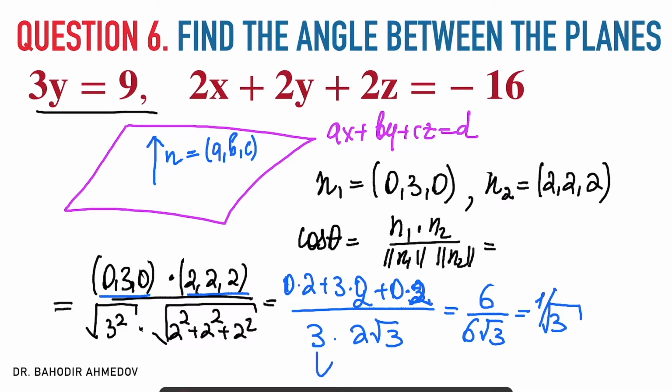And the angle between these two vectors, and consequently between these two planes, is going to be the arc cosine of 1 divided by the square root of 3. You can use a calculator in order to find this. That's going to be roughly 54.7 degrees. That's how we find the angle between two planes.